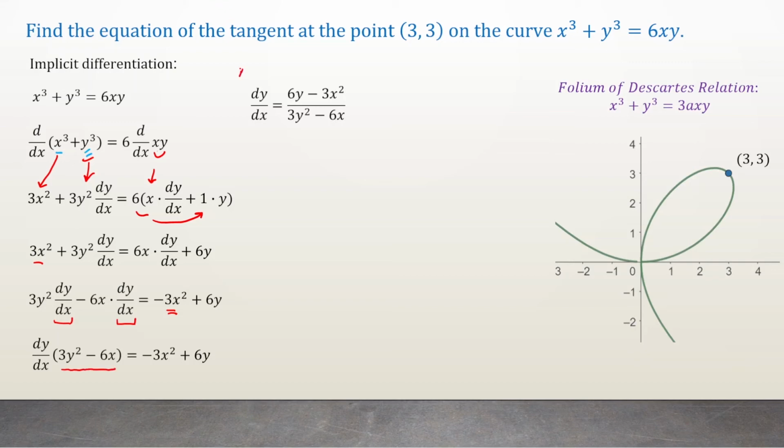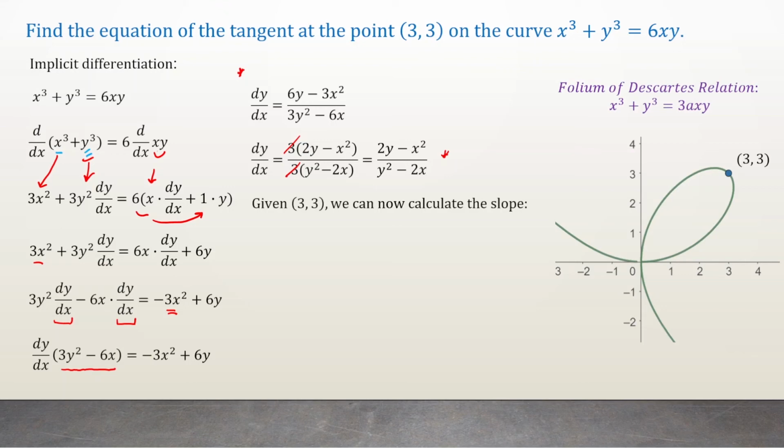So this will be our gradient function, but we can simplify a bit more. So we'll factorize out the 3 from the numerator and denominator, and that can cancel out. And this here is our final simplified gradient function. We're given that (3, 3) is on the curve, and we can now calculate the slope at that point. All you need to do then is substitute (3, 3) into your gradient function, and we'll get the slope -1.